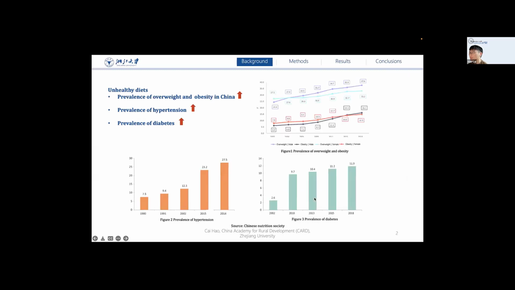Firstly, let me introduce the research background. According to a report from the Chinese Nutrition Society, the prevalence of overweight, obesity, hypertension, and diabetes has dramatically increased in China over the past decades, and more than 1/3 of Chinese people are overweight now, which is closely related to unhealthy food consumption patterns.